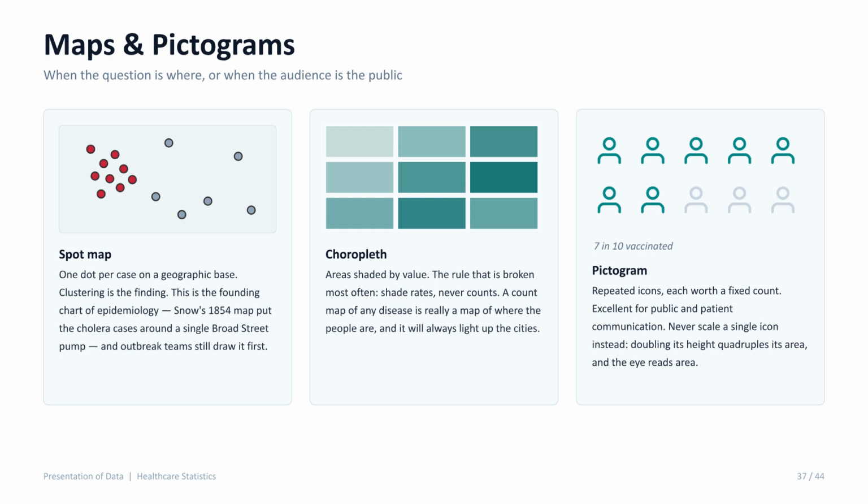Maps and pictograms are ideal for geographic questions or public communication. Use spot maps for clustering, choropleths for rates, and pictograms for simplified counts. Avoid scaling icons by height, as this disproportionately increases their area and misleads the eye.